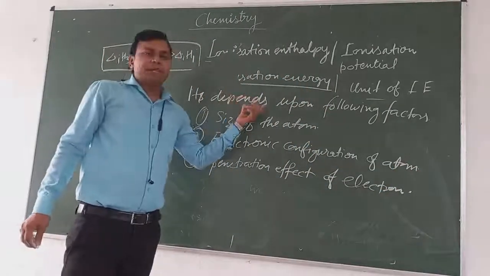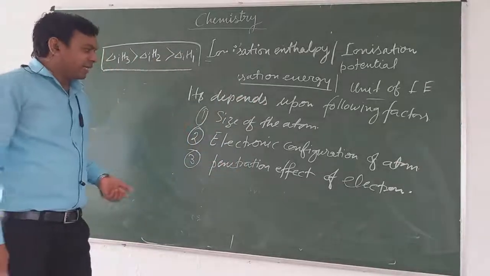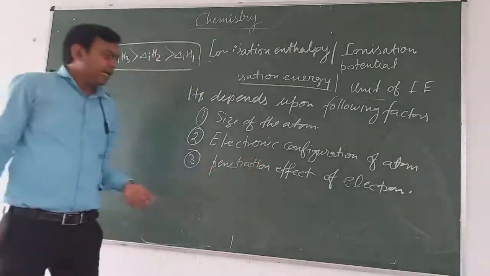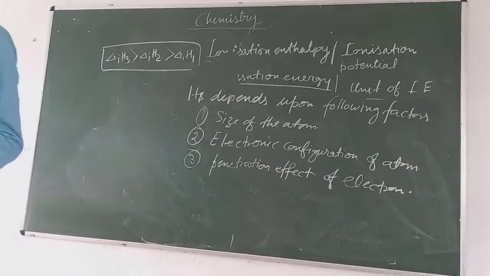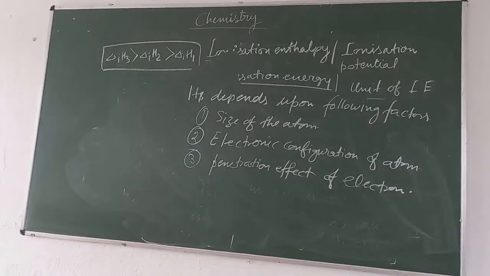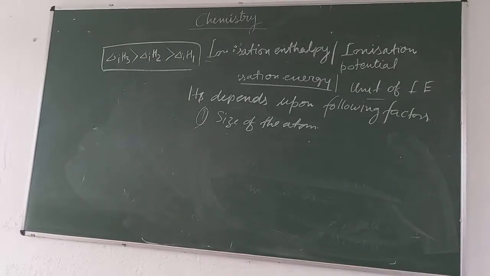Ionization enthalpy depends upon the following factors: size of the atom, electronic configuration of the atom, and penetration effect of electrons. First, size of the atom. As the size of the atom increases on going down a group, the electrons of the outermost orbit are attracted towards the nucleus by lesser force.